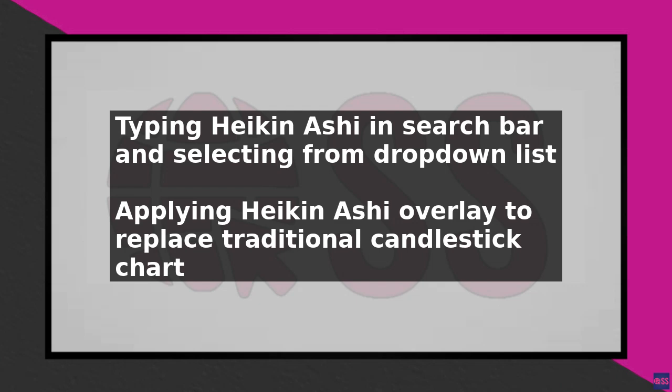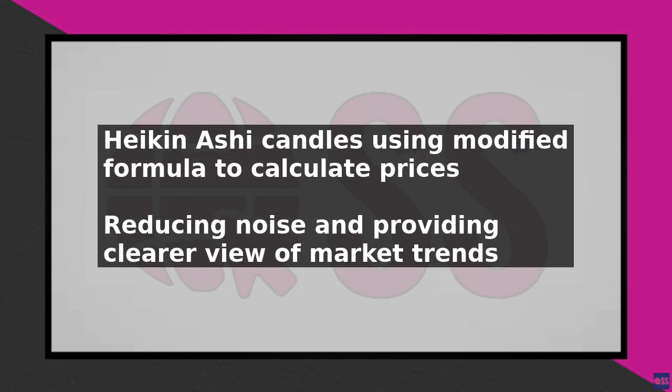To customize the Heikin Ashi settings, click on the gear icon next to the Heikin Ashi option in the indicators list. This will open a settings window where you can adjust the parameters to suit your trading strategy. You can also add multiple Heikin Ashi indicators with different settings to the same chart, allowing you to compare and analyze different market trends.